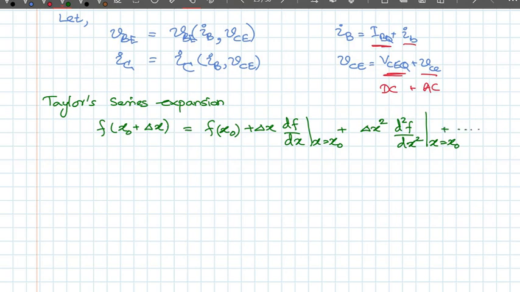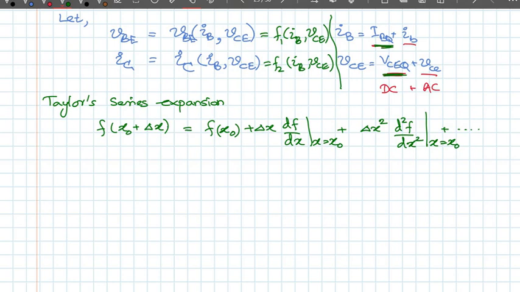So this is for a single variable, so what you have is a similar setup here. So here it is like f of ib and vce. Okay, so this is, let's say, f1, and this is like f2, another function of ib and vce. So this is like two variables, both are operating around their respective operating point, right?